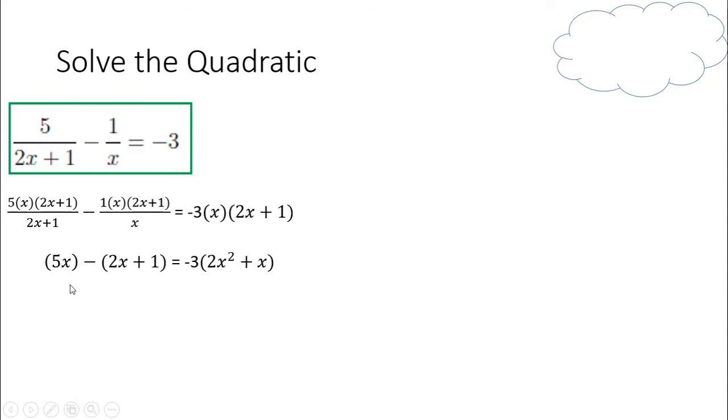Starting by simplifying this, again, I left the brackets there on purpose because I saw that this was minus. I'm subtracting the second fraction. So I'm subtracting the 2x, and I'm also subtracting the 1. So I'm doing 5x minus 2x, which is 3x, and it's not plus 1 because I'm minusing the 1, it's 3x minus 1. Okay, and then on the other side of the equation, I multiplied that through by the negative 3. I did negative 3 times 2x squared and negative 3 times x, giving me negative 6x squared minus 3x.